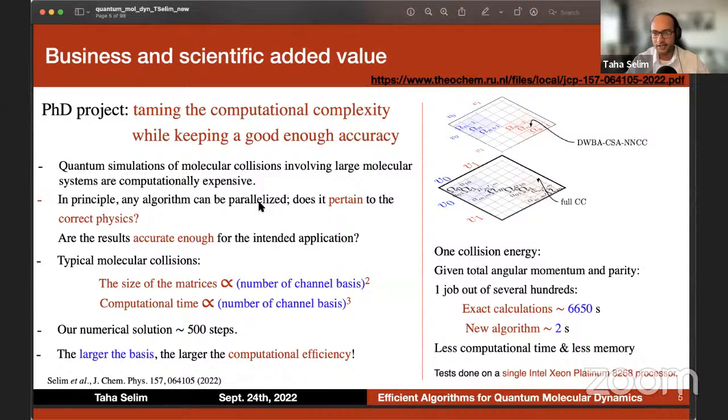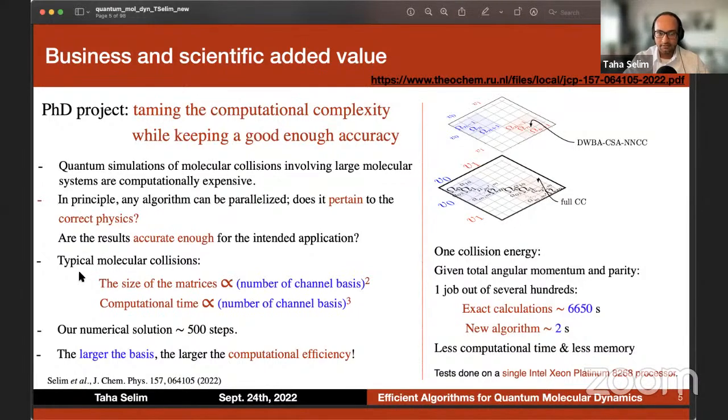Parallelization is computationally good, but it does not always keep the same physics. So when we make an approximation, we have to make sure that it has been derived correctly to reproduce and retain the correct physics that we are looking for in the given molecular system. And we always have that question: are the results accurate enough for the intended application?